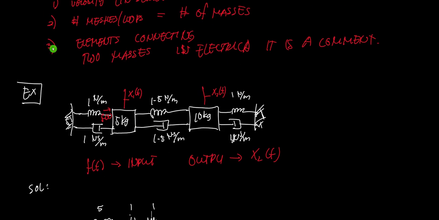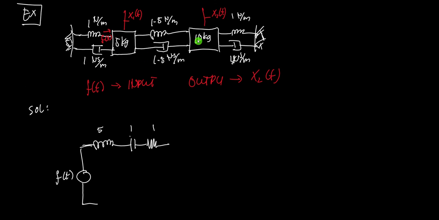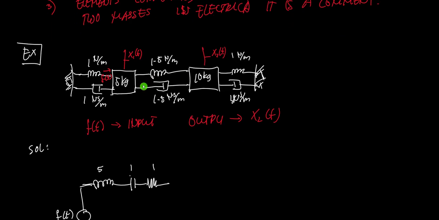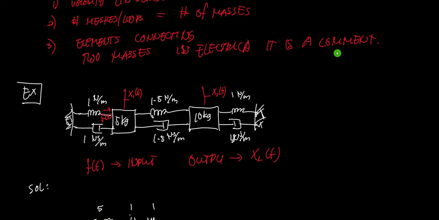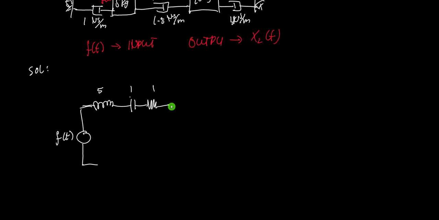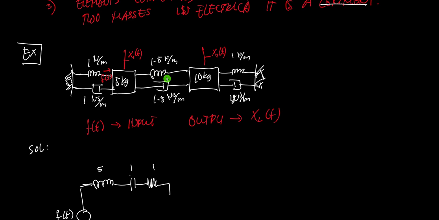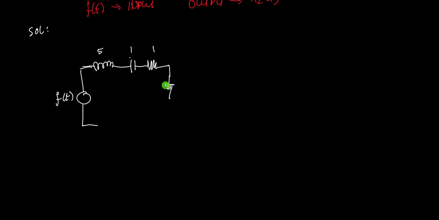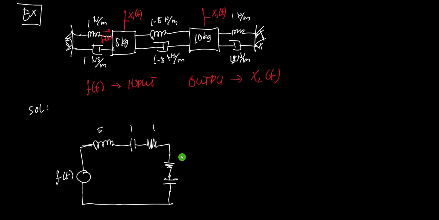Then, from the third definition here, because these are two masses connected to each other, the component that connects these two masses is considered as a common component of the electrical system, or this is what it looks like. So this will be an inductor and a resistor and a capacitor. A resistor and a capacitor. It's a common component between the two elements, the two masses. And this R here is just equal to 1.5, and this is also 1.5.